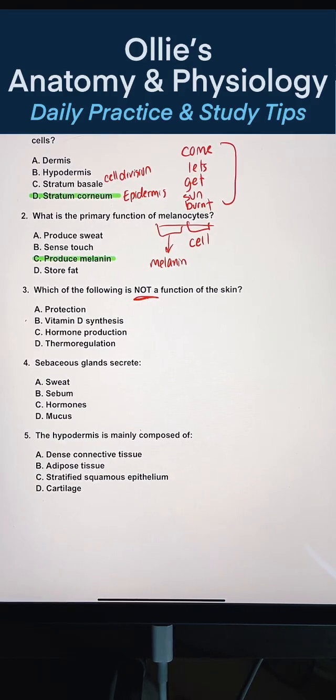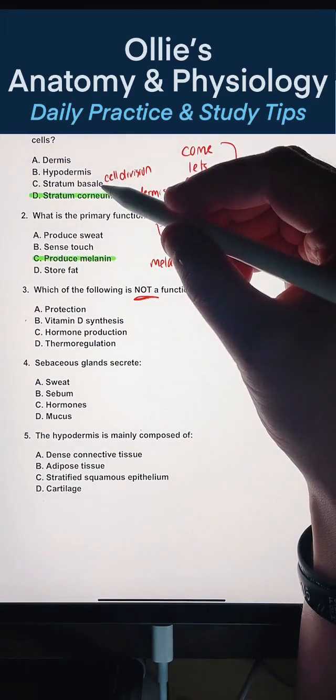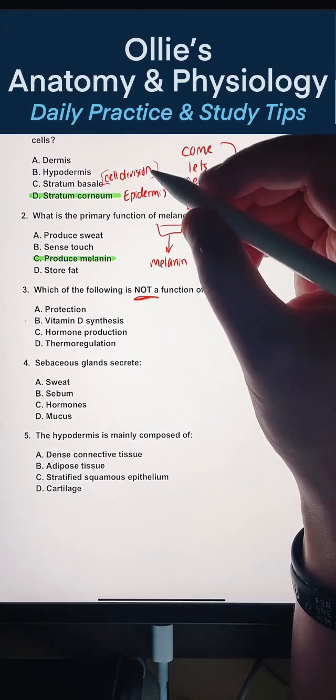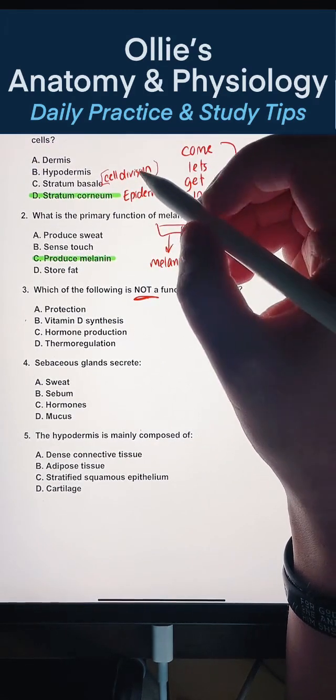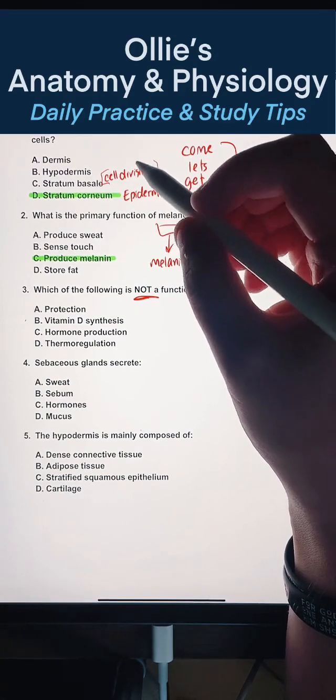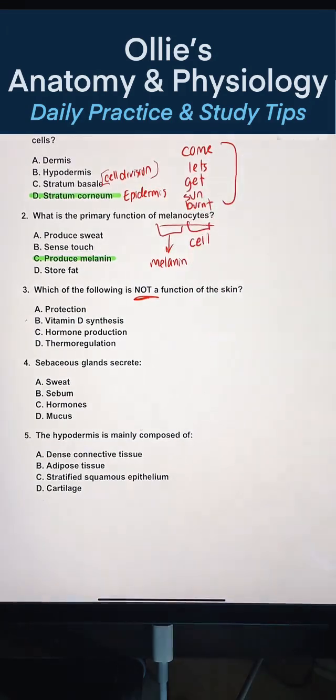So does one specific layer of the skin get affected with skin cancer? Yes. If you think about it, the stratum basal layer is where cell division occurs. So whenever you're going to have a mutation, it's going to be at the stratum basal layer, because cell division is occurring there. That's where a mutation will occur during cell division.